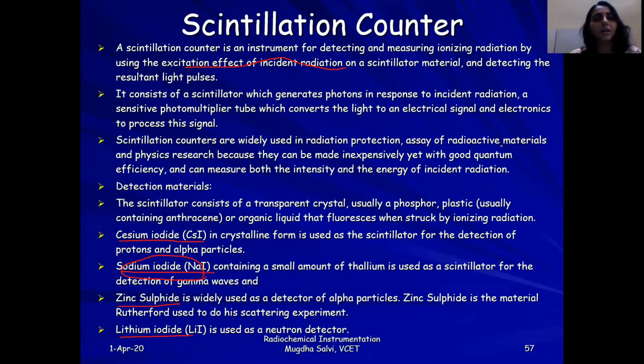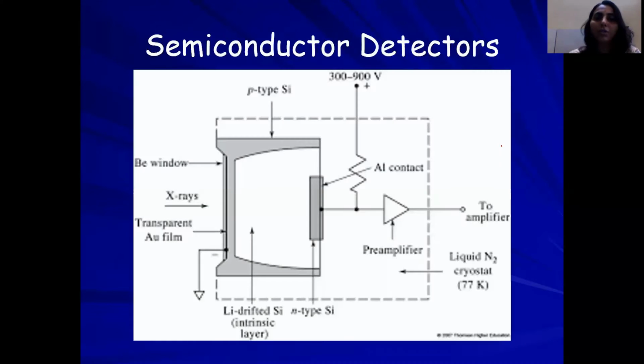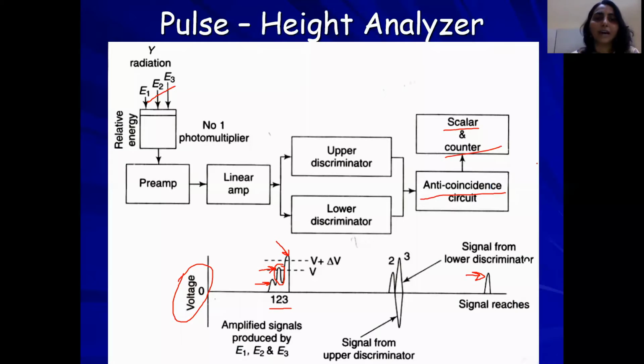Lastly, the pulse height analyzer. You need to draw the block diagram, explain what each block is going to do, and you will have to elaborate more on this graph and what the upper and lower discriminator are actually doing.